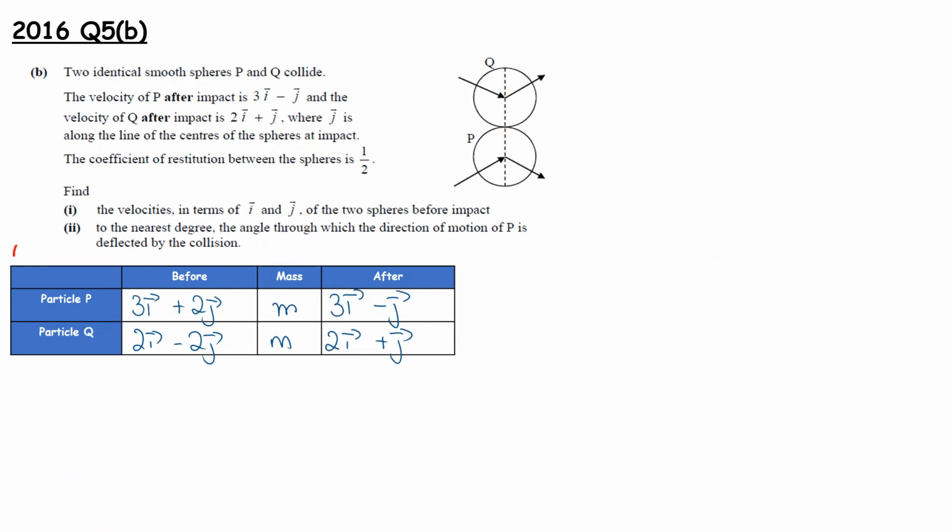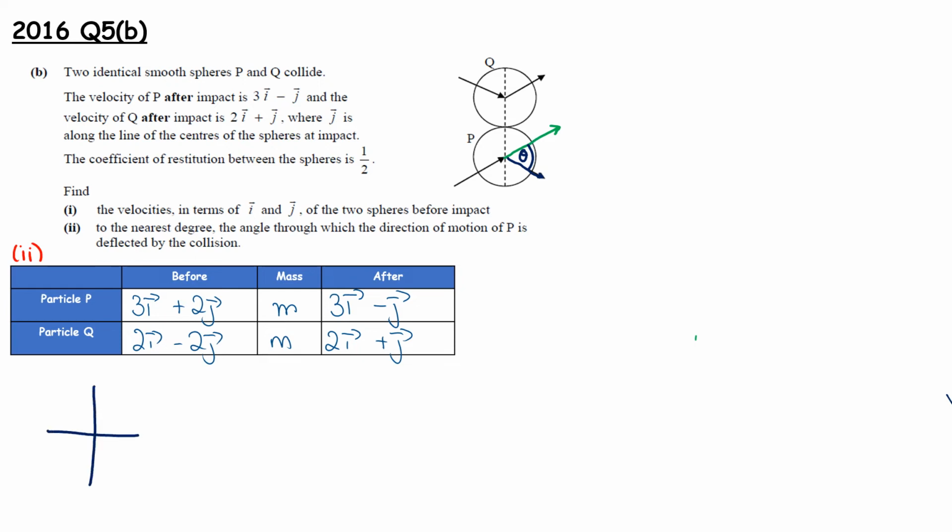So I've just pulled in our table here for part 2, and it says find, to the nearest degree, the angle through which the direction of motion of P has been deflected by the collision. So P was traveling like this, that was its path, and it is now traveling like this. So the angle of deflection is this one here, and we can call it theta. Now it may be easier to sketch this out. I'll move it over here actually, so we can understand it a little bit better.